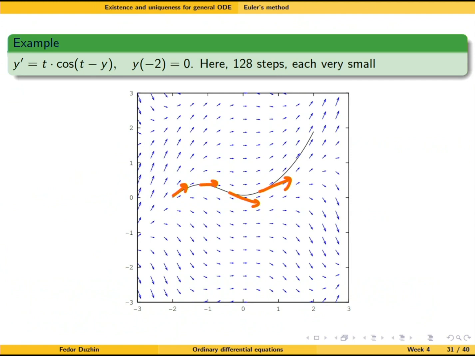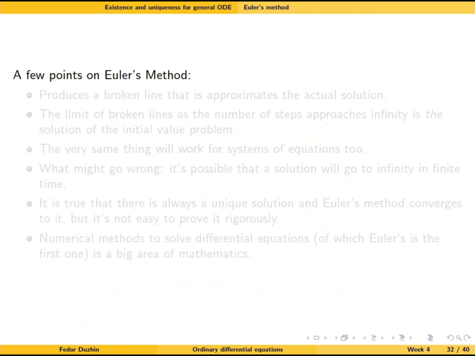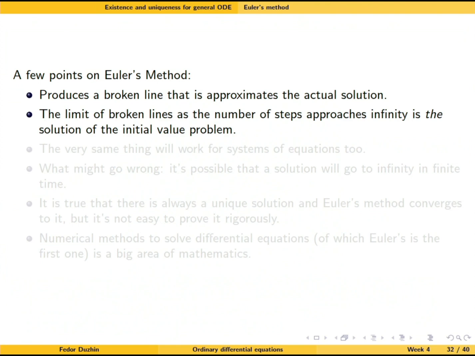So, and of course you can imagine that if you take the limit of this process, then the limit is probably going to converge to the actual solution, right? So, and this is called Euler's method. So Euler's method is the following. It is a method of consecutive approximations to the actual solution, and each approximation is a broken line, a piecewise linear function. And if we take the limit as the number of steps approaches infinity, then this limit is the solution of the initial value problem. But of course the limit is unique, so we expect that the solution of the initial value problem is unique.